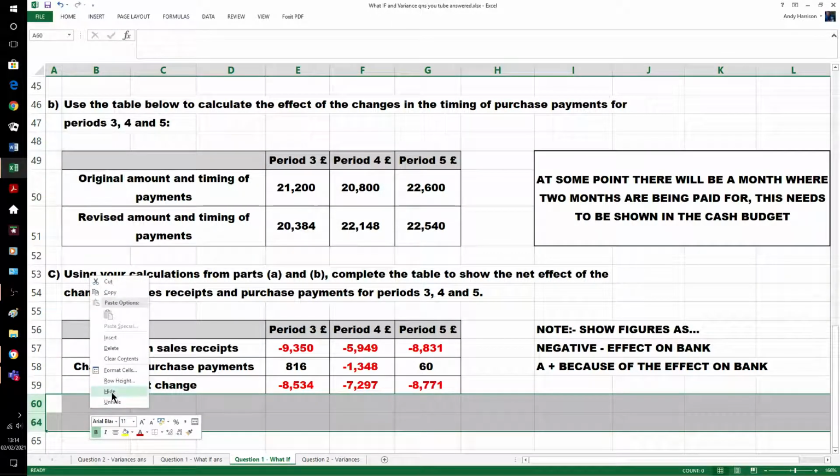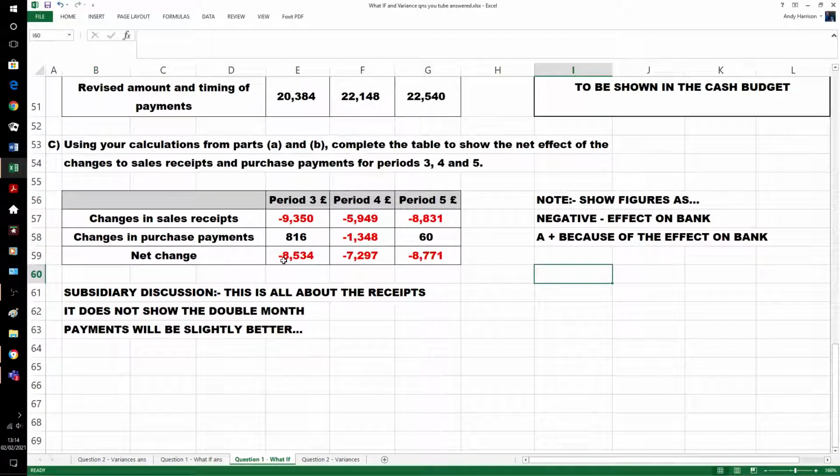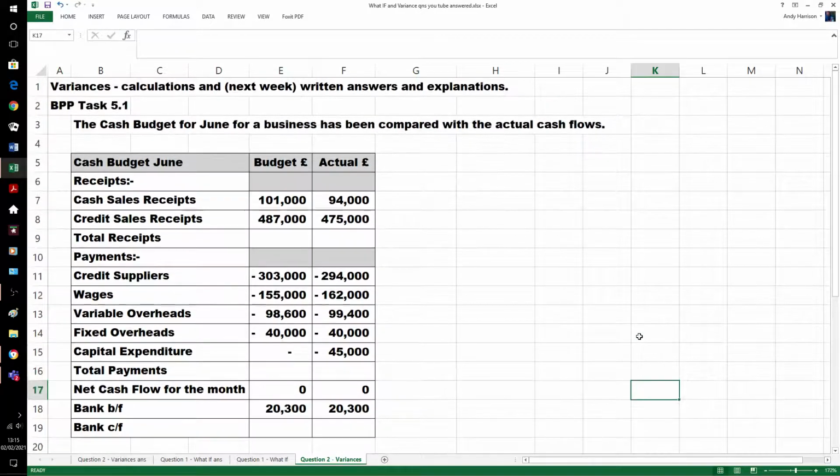Well, it's all about the receipts really. Of this amount of money, it's all really down to the receipts, apart from a temporary one here. It doesn't show the double month, which is a minus 20 something £1,000, and the payments will be slightly better in the long run. How long it takes to pay for itself effectively is a change. Well, probably 5 or 6 years really in terms of bank interest. But if it happens, it happens. So on to the variances then.